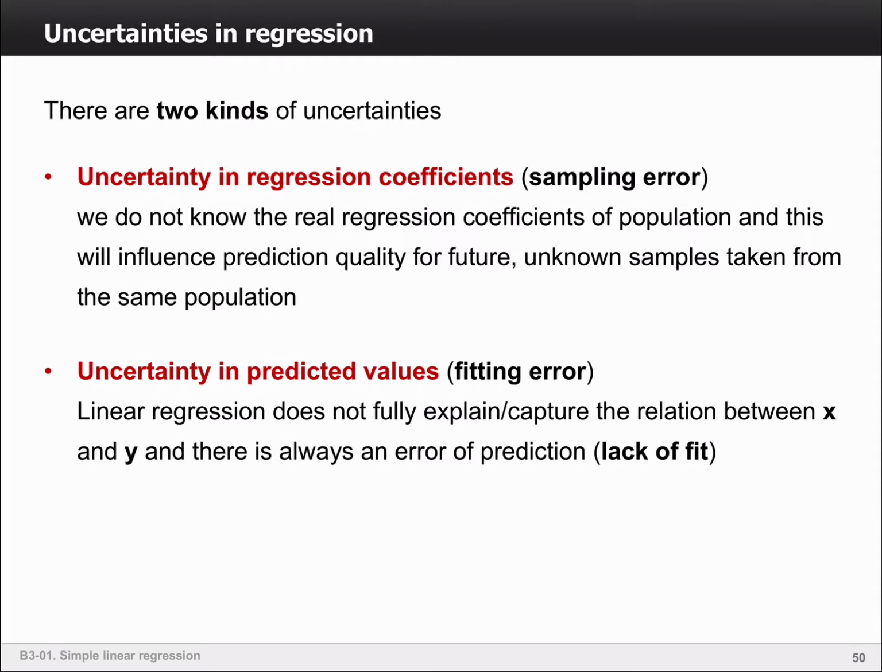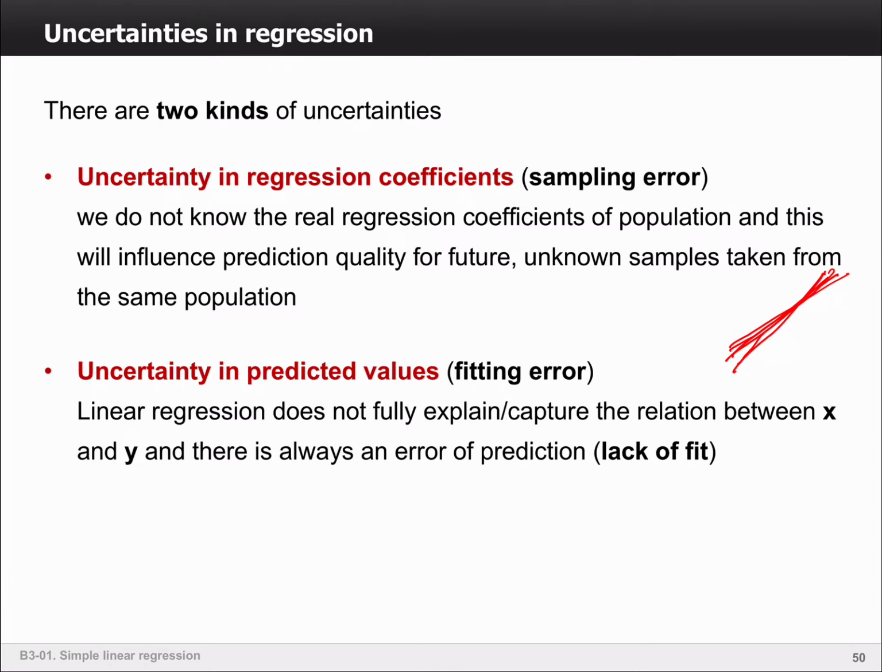Uncertainty in regression coefficient, which is called the sampling error. What is it? You remember we deal with a sample. It's not the same as a population. So if you take another sample from the same population, the regression coefficients will be slightly different, right? So regression coefficients change the position of the line. So instead of this one, we can get this one, or maybe this one, or maybe this one, and so on. So this uncertainty also influences the uncertainty of prediction.